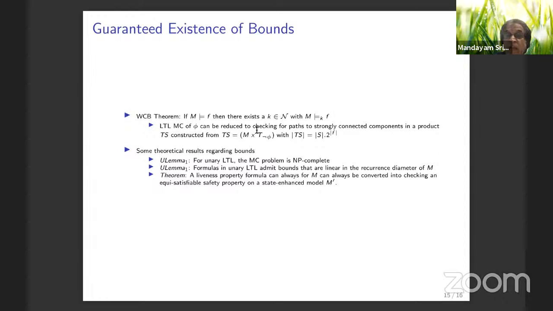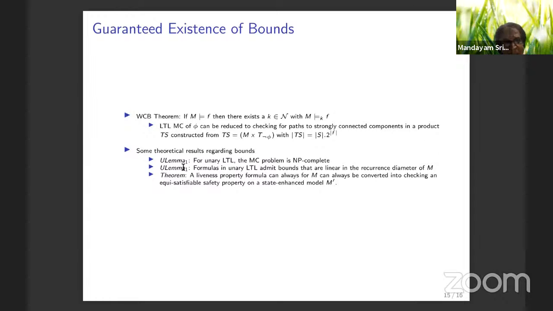Okay, and this is a path to a strongly connected component. Therefore, your lassos, which is what is being checked here, can never be longer than this. This is the most liberal bound that you can actually get for any finite state systems. Okay, so that's how you can in general prove the existence of a bound, a theoretical existence of a bound.